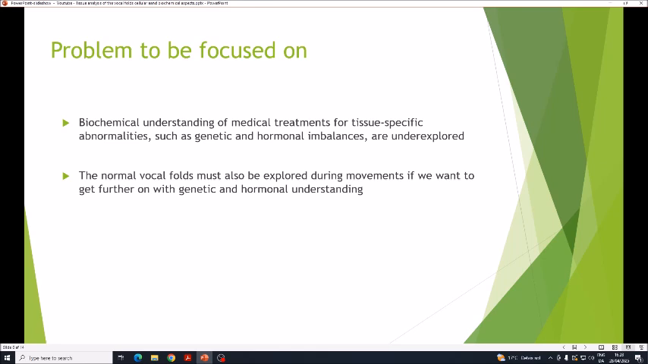We lack biochemical insight into how treatments affect tissue-specific abnormalities, particularly involving genetic or hormonal imbalances. We also need baseline data on healthy vocal fold movement to better understand these effects.